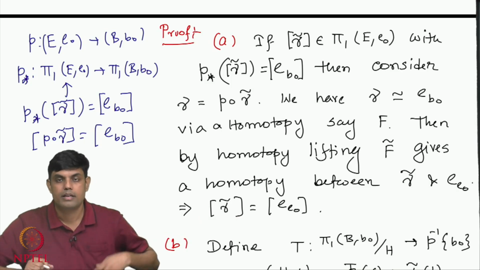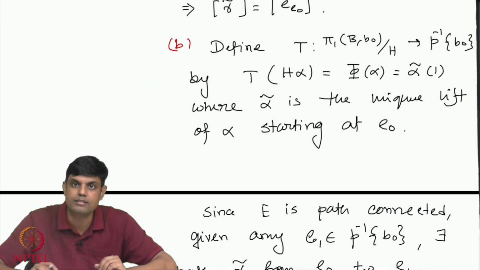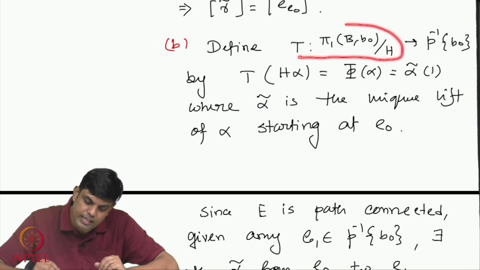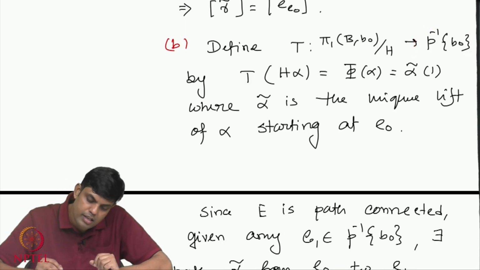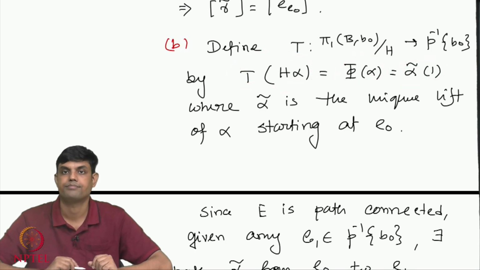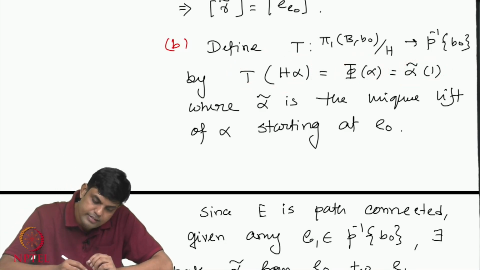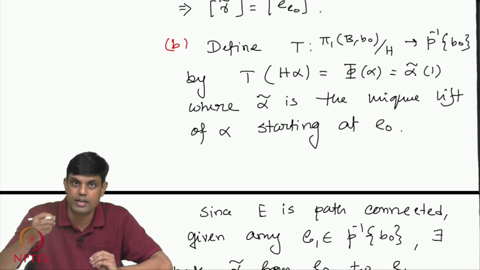Okay. Now let us go to the proof of the second part of the lemma, which tells that I have a set map from the set of all right cosets of the image of P star to P inverse of B0. And what is the map? The map is, if I look at a right coset, then send it to the end point of the lift of this element alpha. Okay. Now, I know that once I fix the initial point, which is E0, every path lifts to a unique path starting at E0.